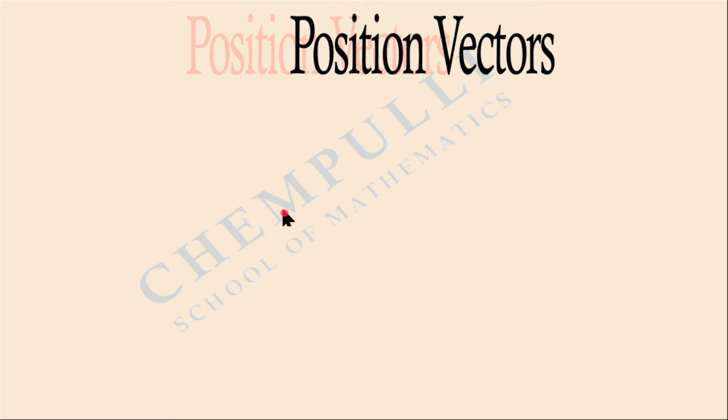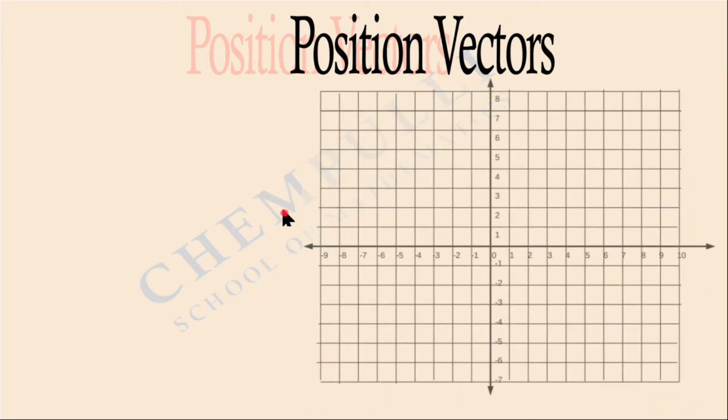Today's topic is position vectors. It's a graph. We know the horizontal axis, x-axis, and vertical axis, y-axis, and we can take this center, that is the origin, as O. Then I'm going to take points on this graph. Say one point, then we can mark this point. Say point A is (7, 5).